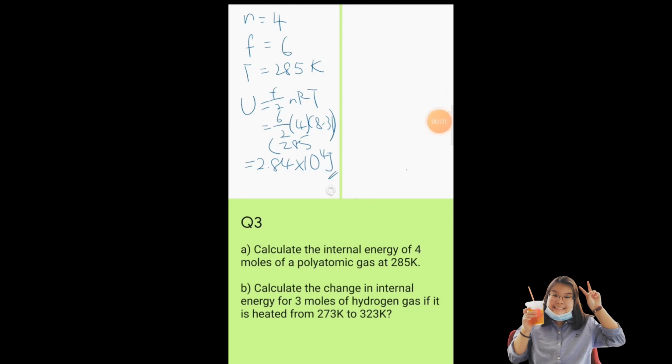Now we proceed to question 3b. Calculate the change in internal energy for 3 moles of hydrogen gas if it is heated from 273 Kelvin to 323 Kelvin. This question is slightly different from what we did before. First, we need to know what the question wants us to find. Change in internal energy means the question wants us to find delta U. So what is delta U?